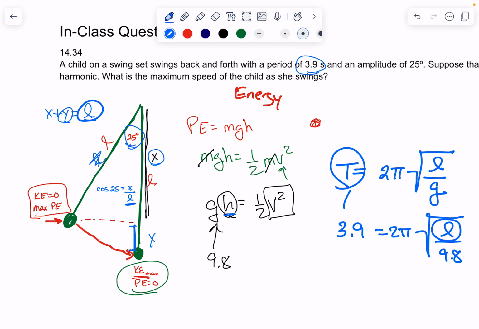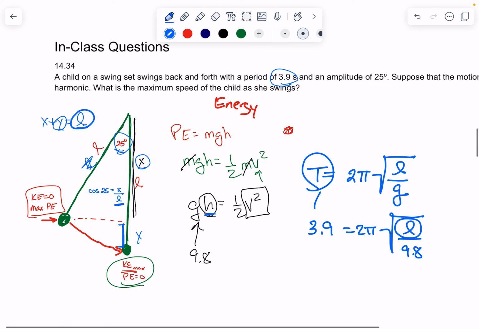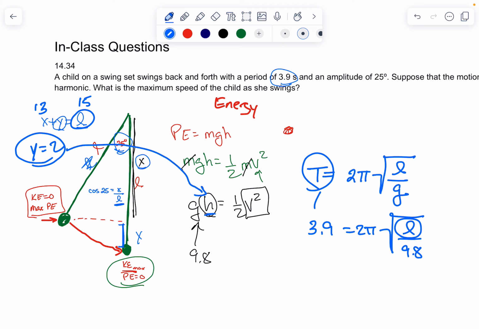And I'm going to make up a number. I mean, it's not right. But if this is 15, and then when I solve for x I get 13, then y would be 2, right? That is not the right answer. And now I can plug this number, 2, which isn't the right answer, into there, and I can solve for v. You'll have a square root problem, but that's how you do it.